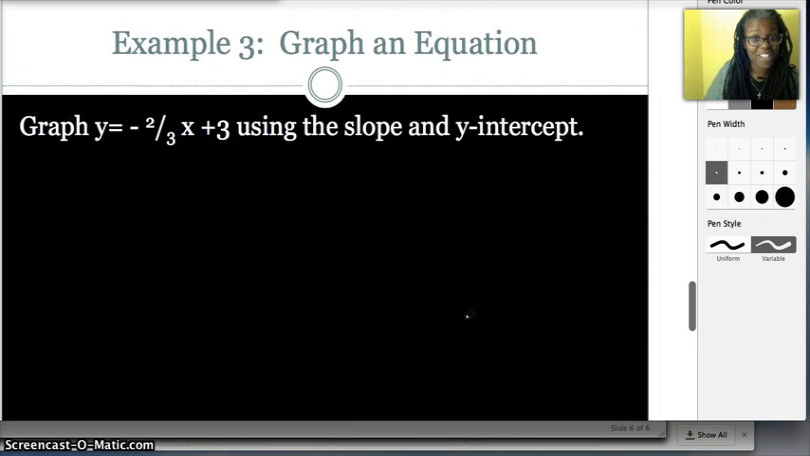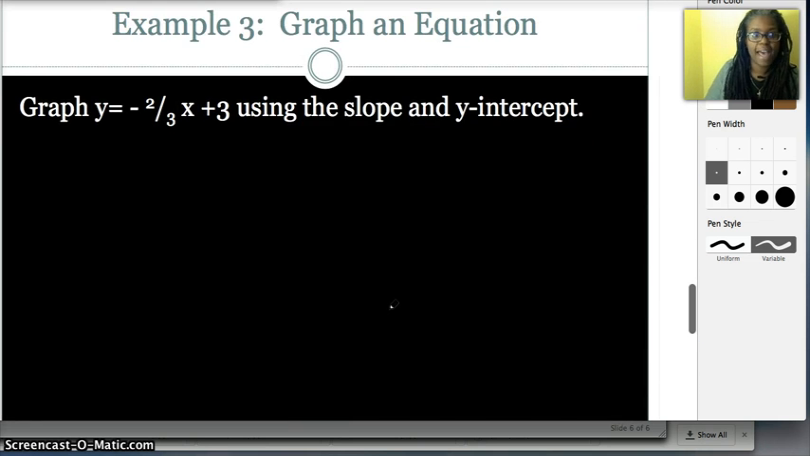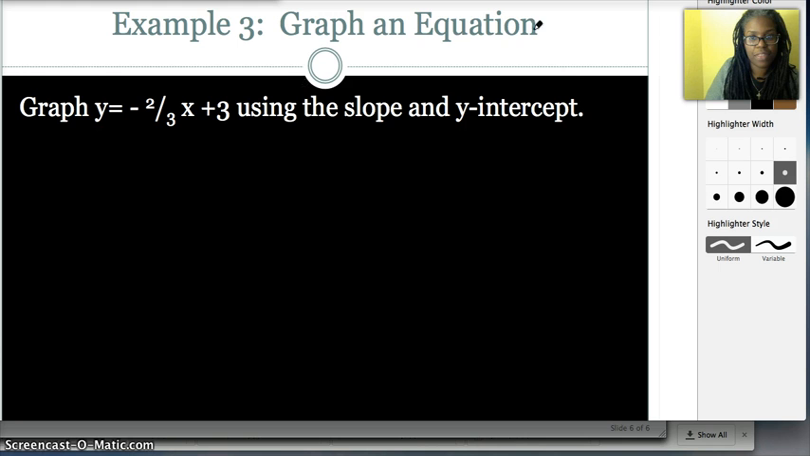Example 3 is actually to graph an equation. So here we have an opportunity to graph y equals -2/3 x plus 3 using slope-intercept form. So I can quickly look over here and see that the slope is this -2 over 3, and the y-intercept is this 3 over here. All right, so that's all I need to graph.